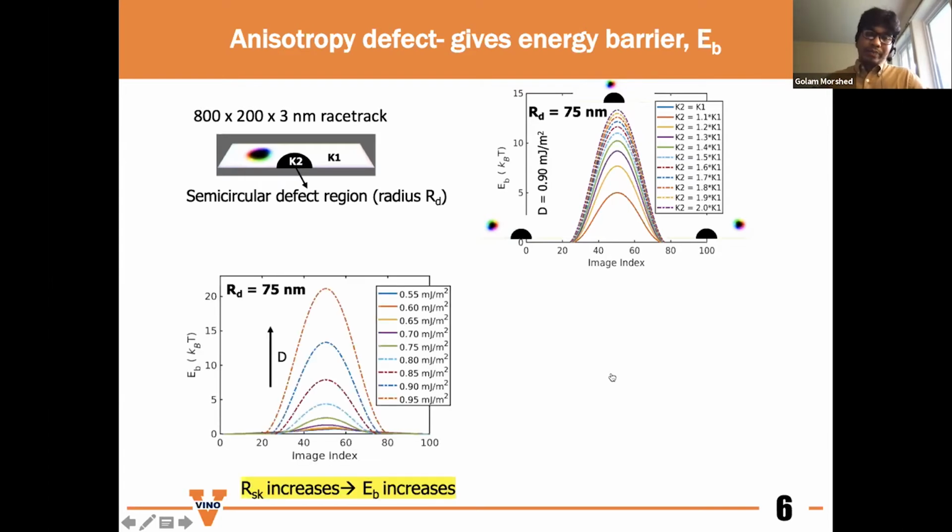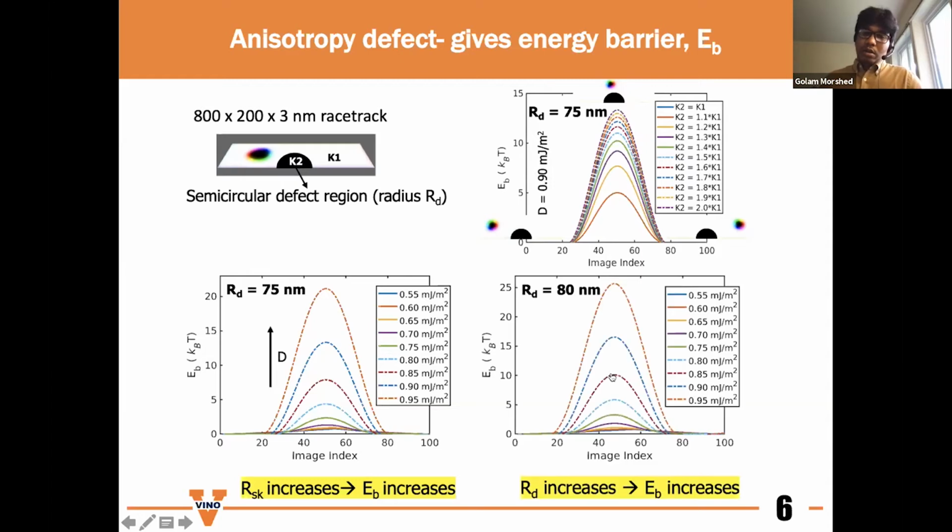So here we show the energy barrier for the case of a racetrack with a 75 nanometer radius of defect, and we vary the material parameter DMI. We find that the energy barrier is increasing when DMI increases, which is kind of expected because as the DMI increases, the skyrmion size increases. And when the skyrmion size gets bigger, it is difficult for the skyrmion to pass over the space over the defect, and it sees a higher energy barrier.